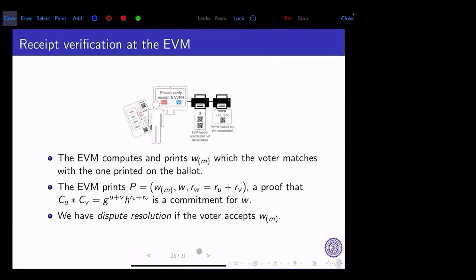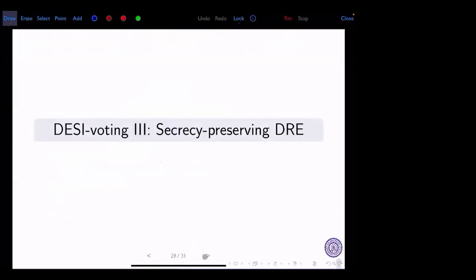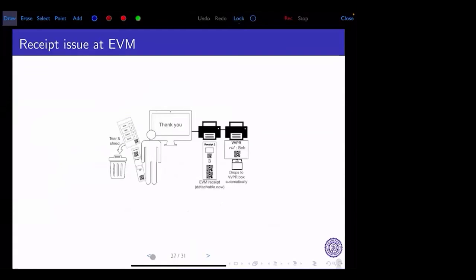The rest of the protocol remains. So this is a way a DRE protocol can give you proof that your vote has been recorded correctly. The rest of the protocol remains exactly the same: the two bulletin boards, bulletin board one and bulletin board two. The risks are also the same. So the EVM gets to know all your votes, all your secrets. If the EVM leaks information, then you're gone. If the ballot leaks information, then also you're gone. So that compromises secrecy in a trivial way. But we have so far taken care of the verifiability problem, and we have taken care of the problem that we can give a proof that we have recorded your vote correctly. So the only remaining problem is secrecy.